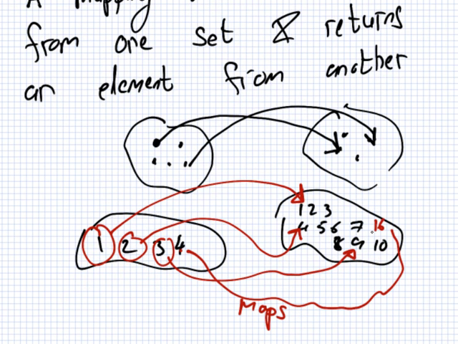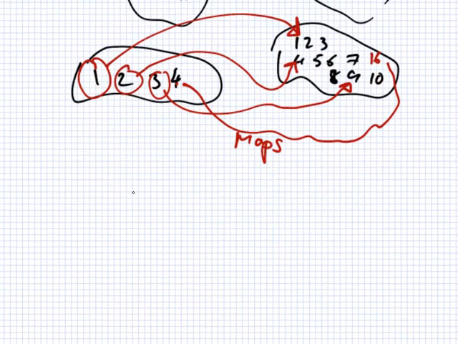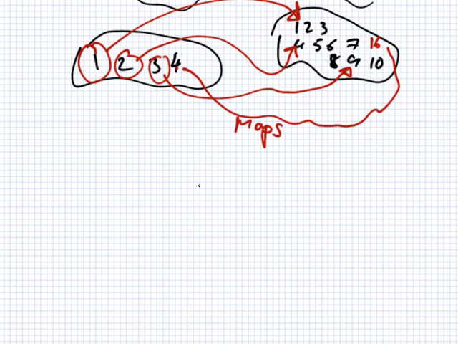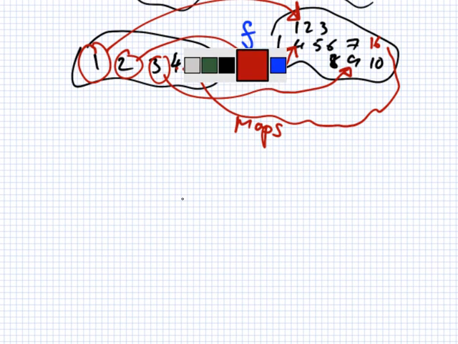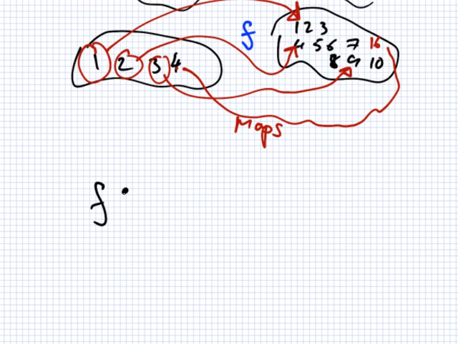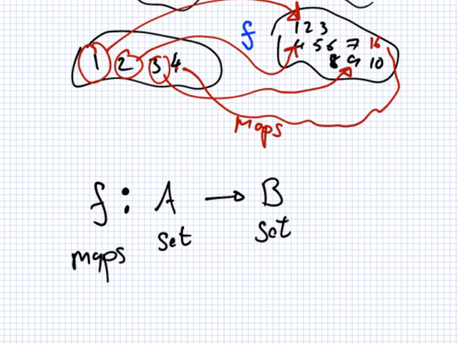This is a mapping. So we need to introduce some vocabulary, just a little bit of notation. Let's call this mapping F, no surprise. When we write this, what we're saying is F maps from set A to set B. It's like a transfer. It takes an element from A and matches it with an element in B.